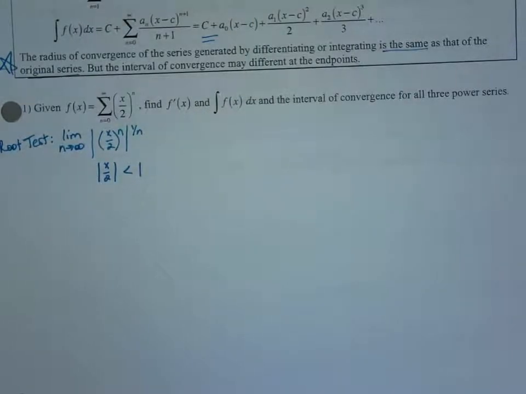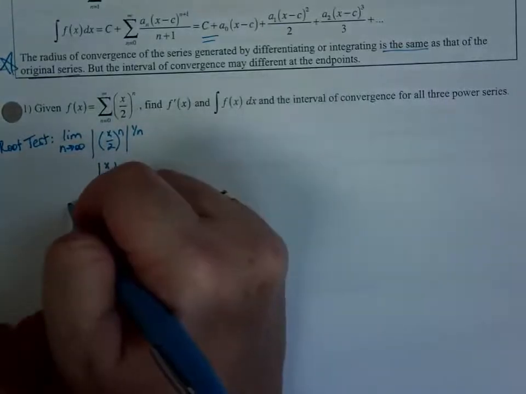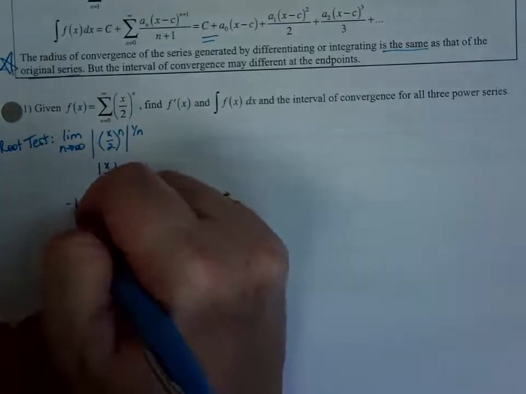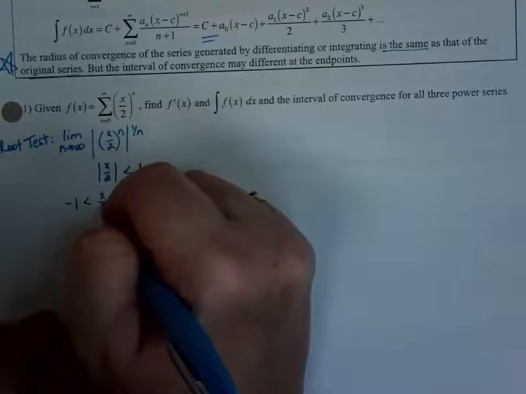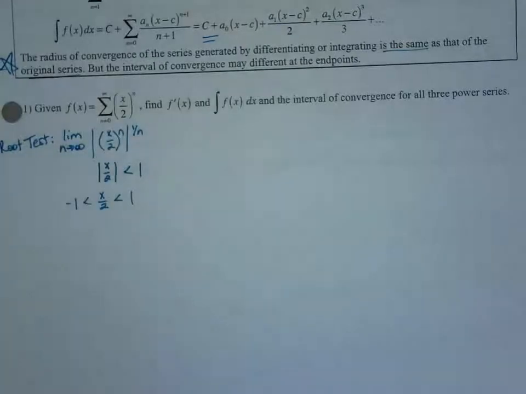So now we need to do what we've done for the last two classes. We need to take the absolute value bars off and simplify, get the x by itself. How do we write it without absolute value? Take out the bars and put it, what do we put on the front? Negative 1. Negative 1 is less than x over 2 is less than 1. Now what?